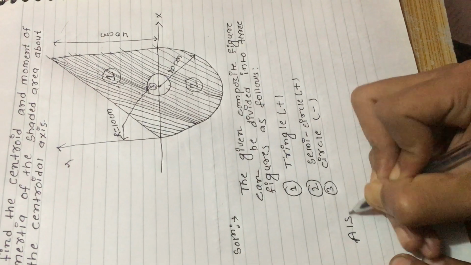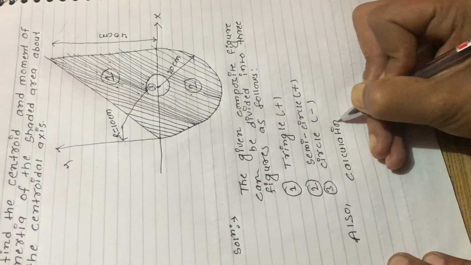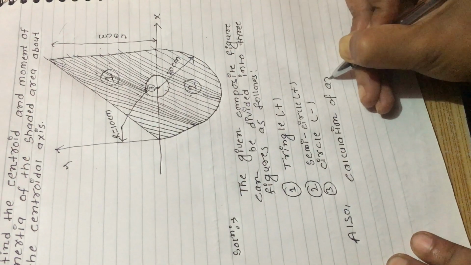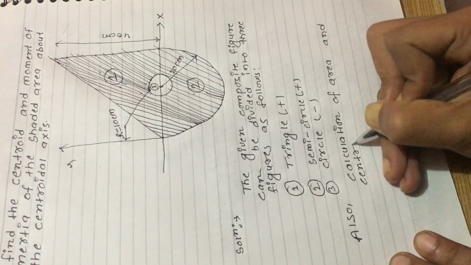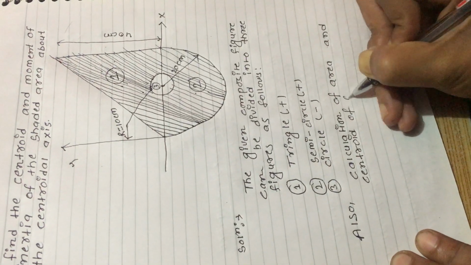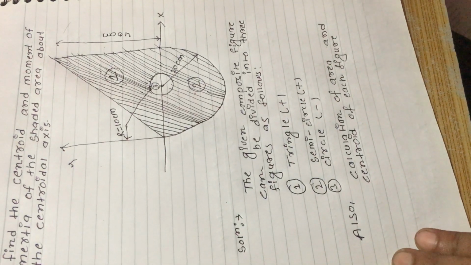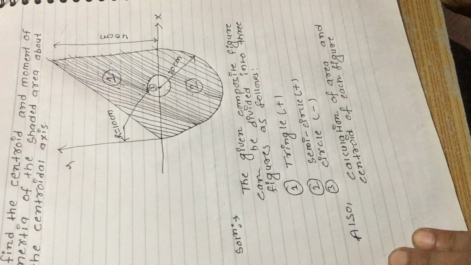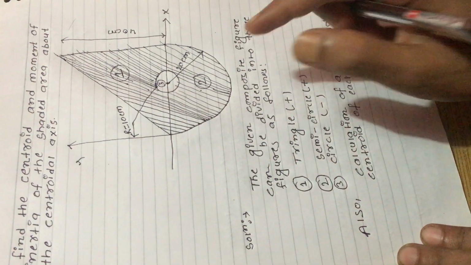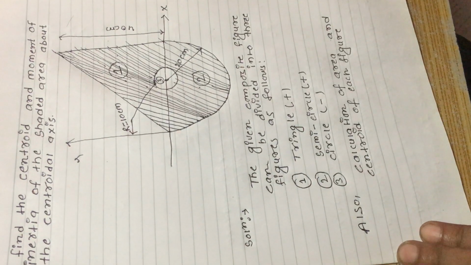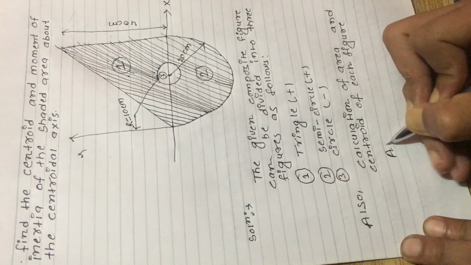and centroid of each figure. First, this composite figure is the combination of three figures, that is one right angle triangle, second semicircle, and third is circle. So let's start from the right angle triangle, that is A1.